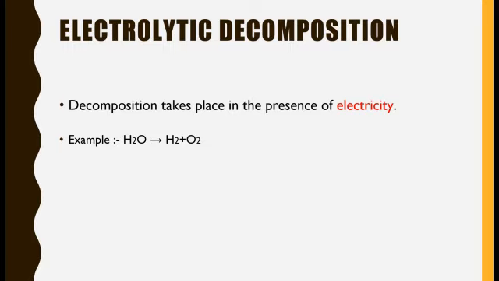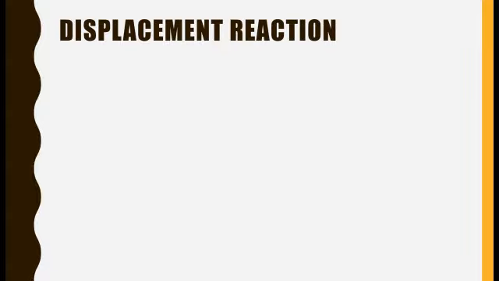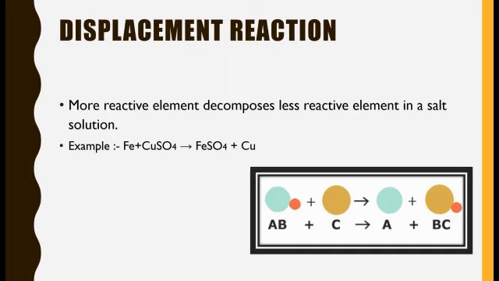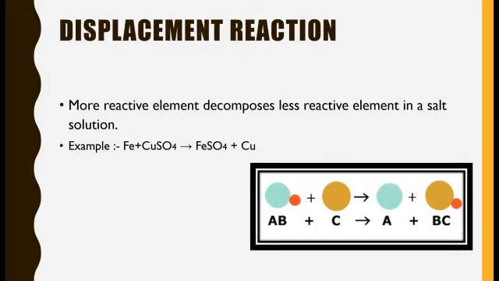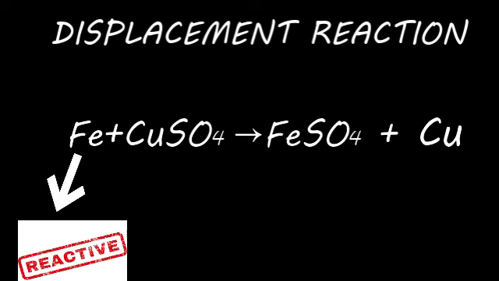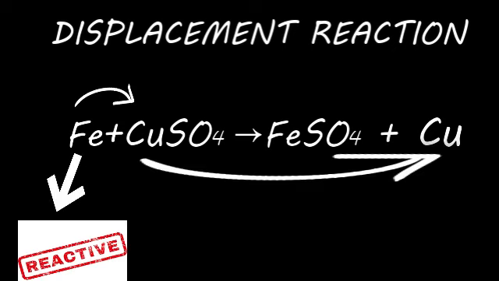Now we saw about decomposition reaction and its types, and now there's a new type of chemical reaction, and it is displacement reaction. A more reactive element displaces a less reactive element in a salt solution. And here the more reactive element, which is iron, displaces copper from the copper sulfate solution.